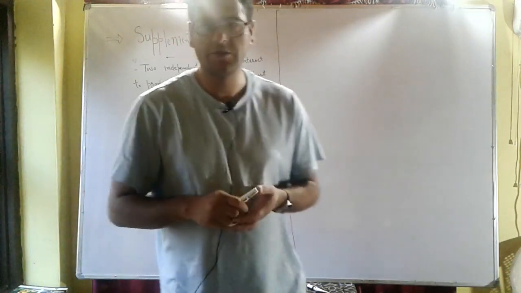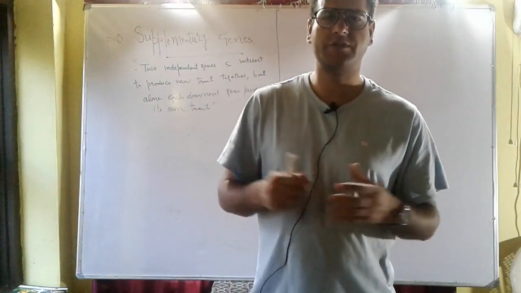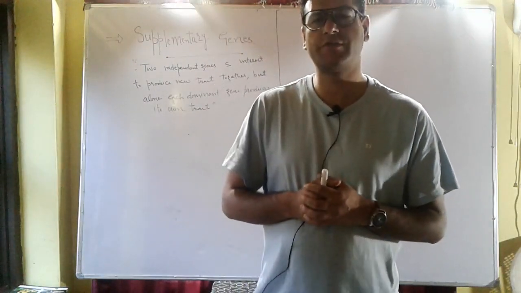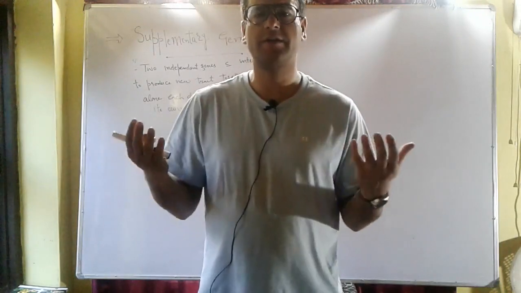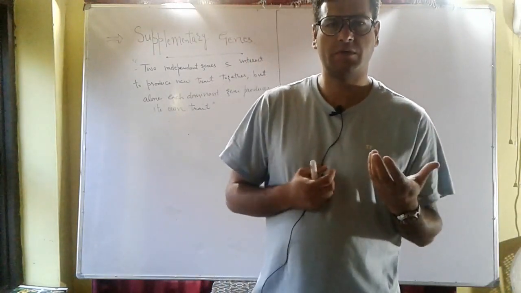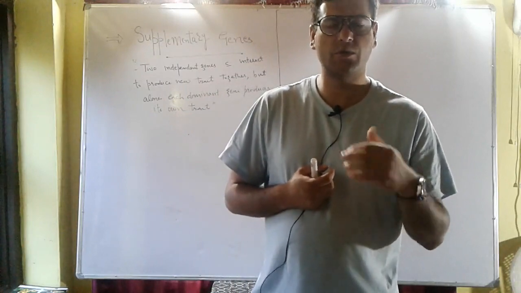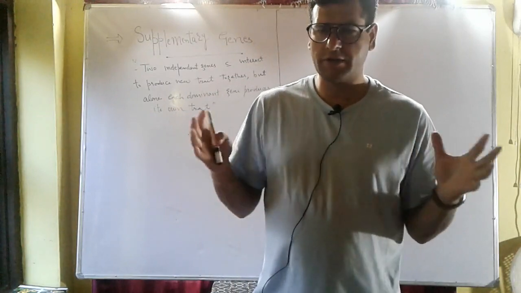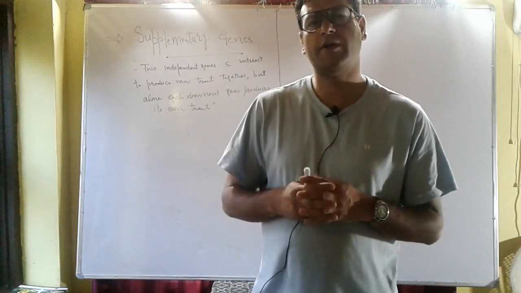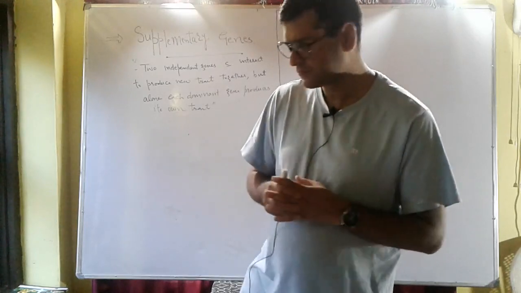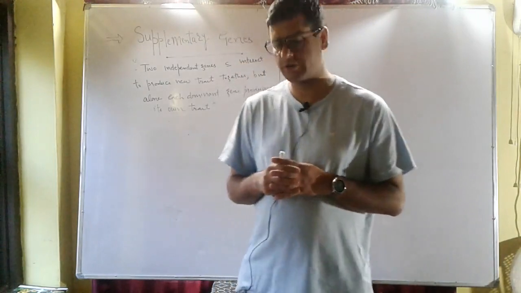That means supplementary genes are two different genes, and these two different genes, separately, independently can produce their own trait, their own phenotypic trait, but when they are brought together, they interact and produce a new trait. So these are called supplementary genes.